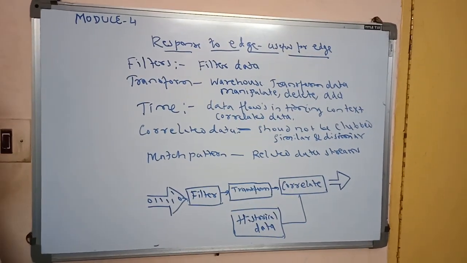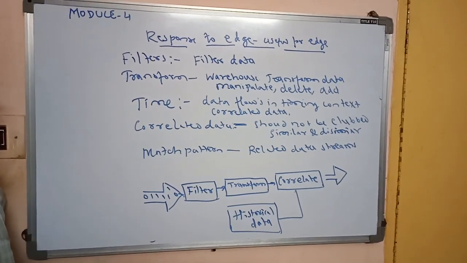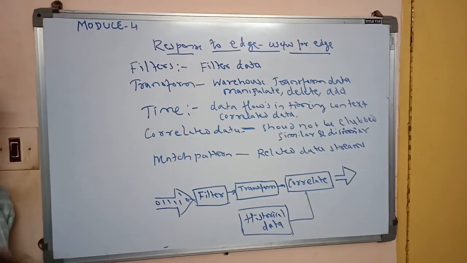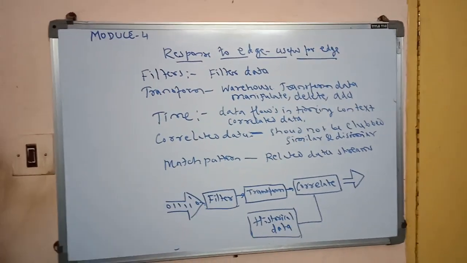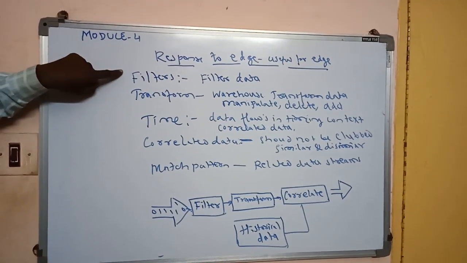These filters are most important. Filter means unwanted things you have to eliminate. Whatever data is required, only that you keep, reserve and preserve. So filtration is one of the most important things in big data analytics.